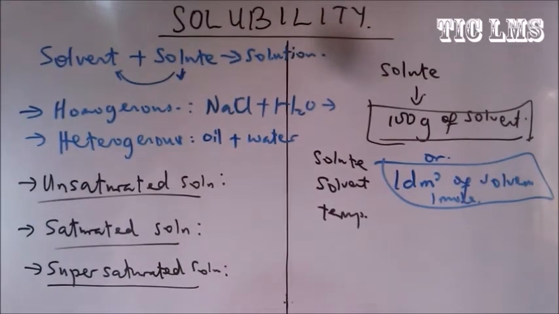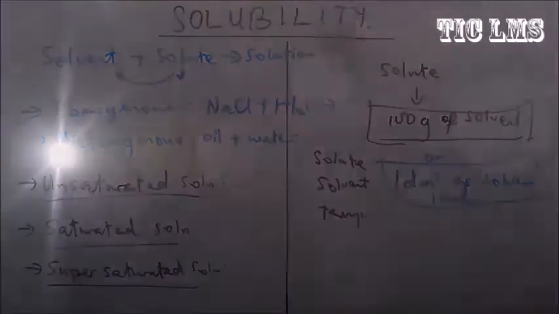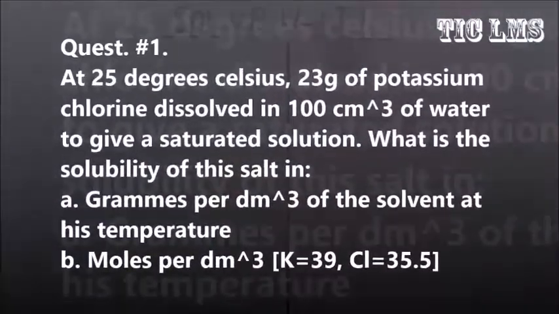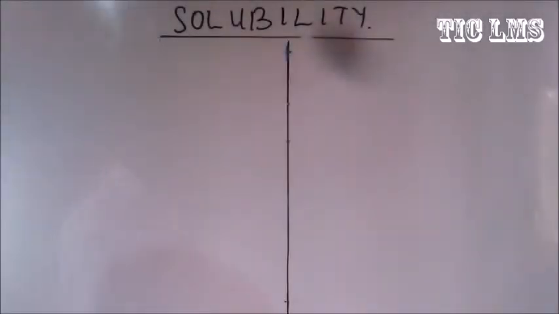Now, let's deal with questions on solubility. Question 1. At 25 degrees Celsius, 23 grams of potassium chloride dissolved in 100 cm cubed of water to give a saturated solution. What is the solubility of this salt in A. grams per dm cubed of the solvent at this temperature, B. moles per dm cubed? Now from this question, we're told that at 25 degrees Celsius, 23 grams of potassium chloride dissolved in 100 cm cubed of water.